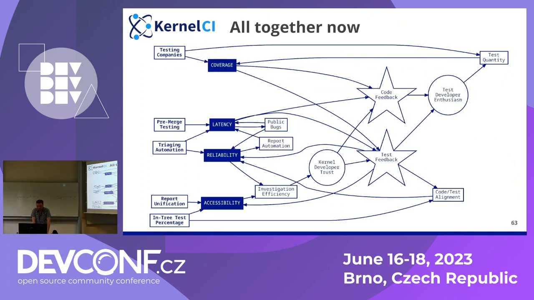So here's the influence graph again with the improvements I think should go in there, and that's how they could affect the whole system, and in particular developer trust and the ultimate targets, the stronger code feedback and test feedback, which lead to better quality.